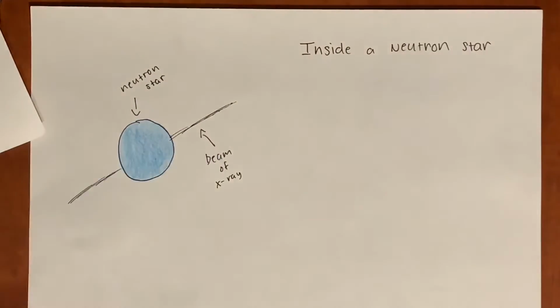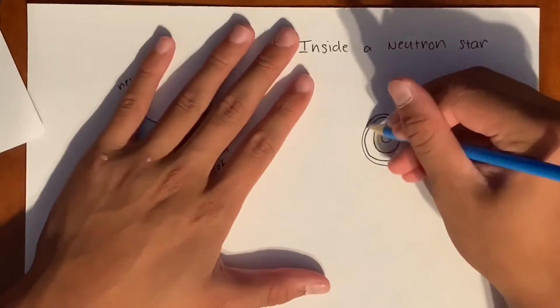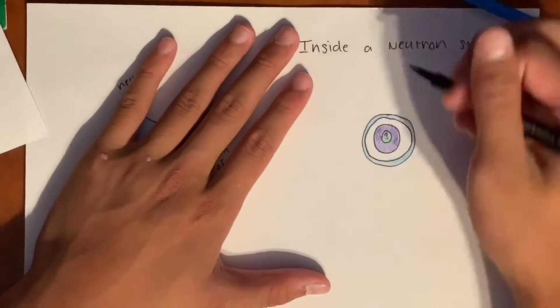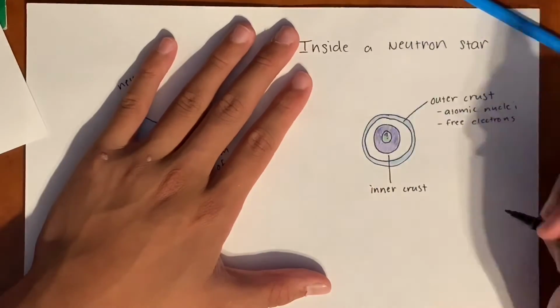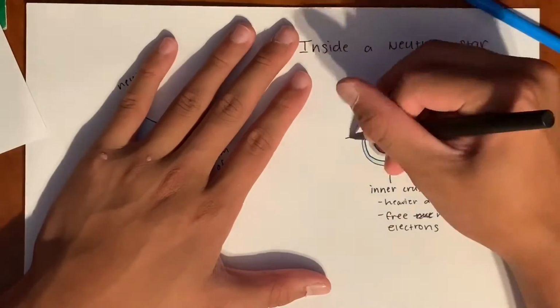Inside a neutron star, it contains 4 layers. First, the outer crust. The outer crust contains atomic nuclei and free electrons. Below the outer crust contains the inner crust. The inner crust contains heavier atomic nuclei, free neutrons, and electrons.